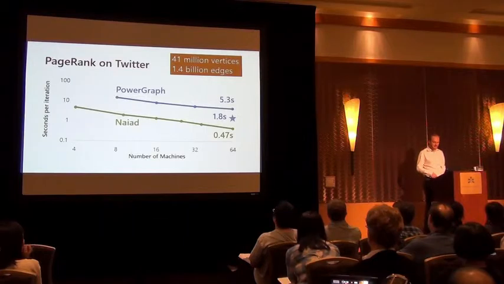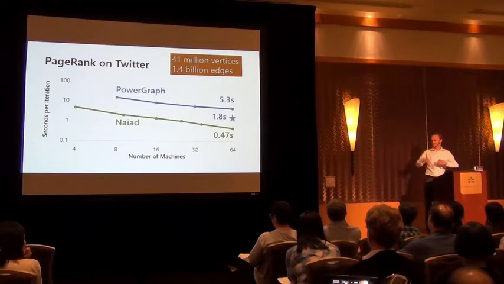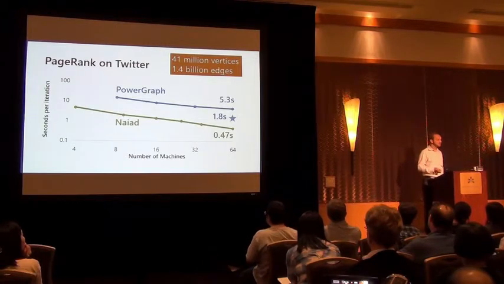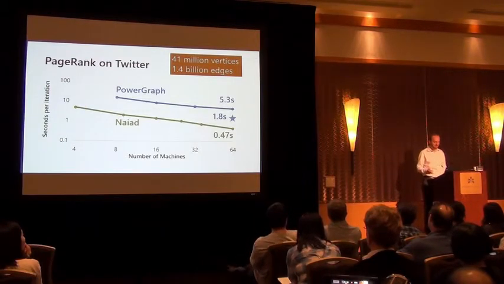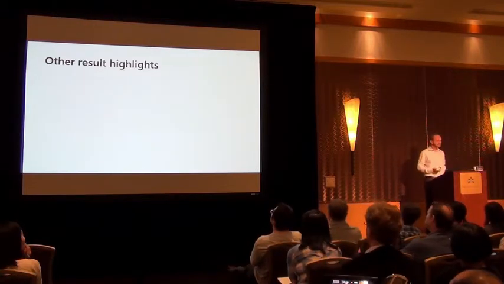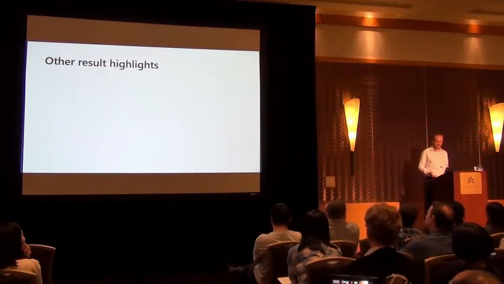cache locality. But the main point to take away from this is not that this is an extremely fast way to do PageRank, but more that a general purpose framework can deliver performance that is competitive with a specialized framework like Paragraph. I also want to give you a taste of some of the other things that Naiad can do.